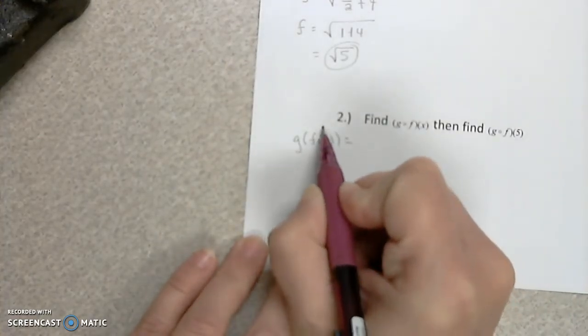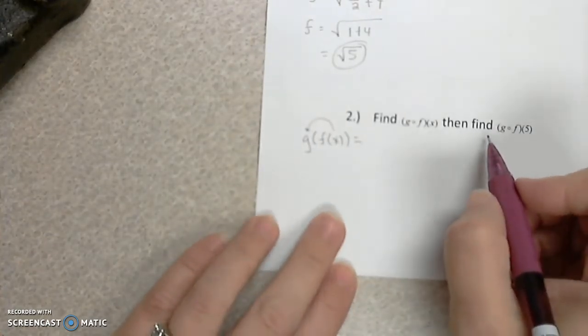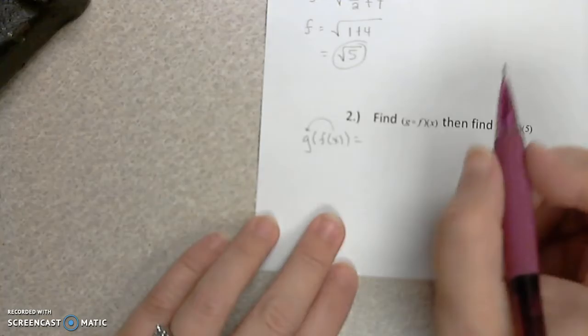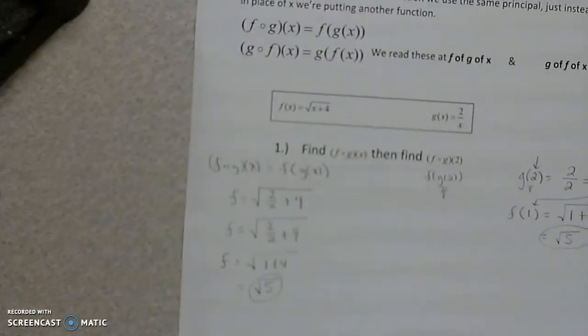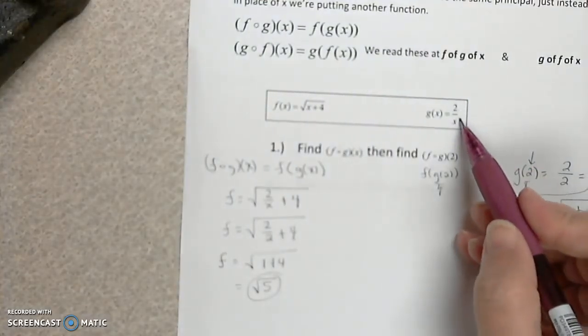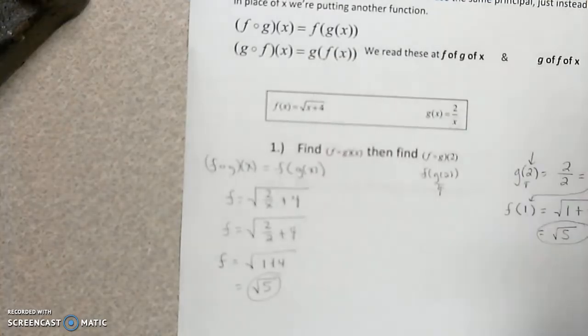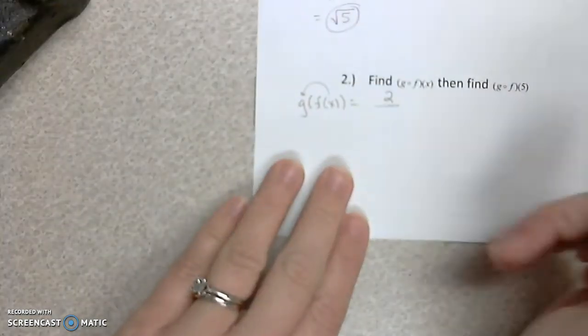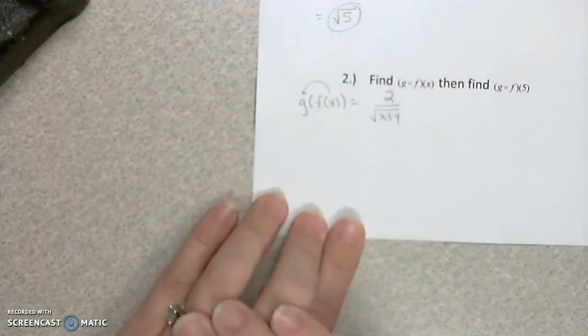So I'm going to take the function f and fill it in to g. So the function g was 2 over x. So instead of writing the x, I'm going to fill in the function f. So it should be 2 over the square root of x plus 4.